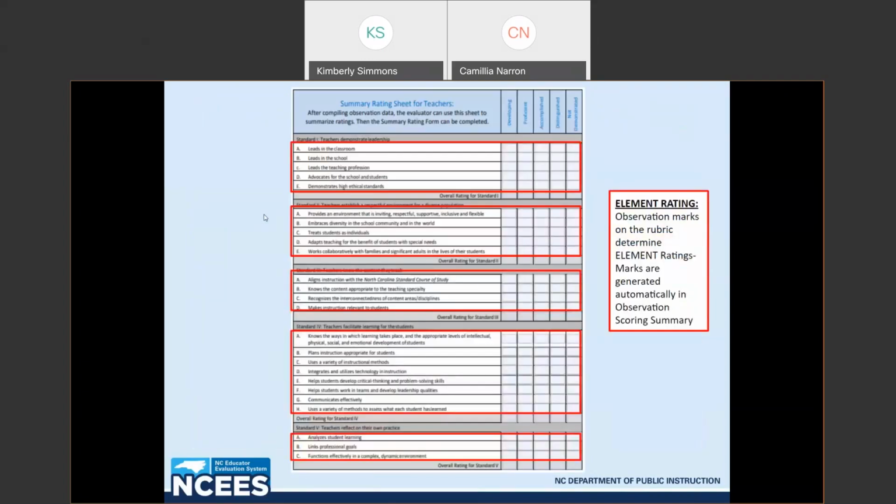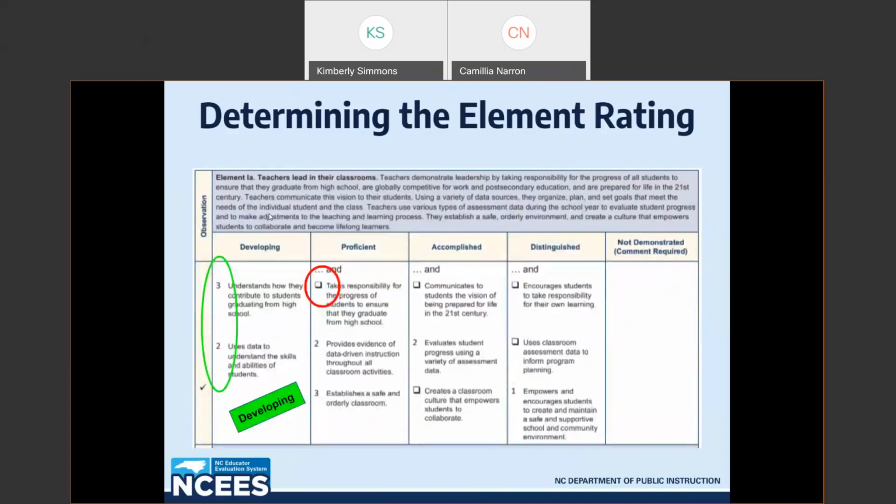Like I said, we're going to start with the element ratings and see how they're generated. When determining the element rating for each element, we want to identify the first descriptor that has not been marked throughout the year. Here we see it is the descriptor circled in red. The rating for an element is the lowest rubric column category for which all descriptors were observed at least once during the evaluation cycle. The rating for element 1 would be developing. This one was not checked, so we would come back here. All of these were, so it would be developing.